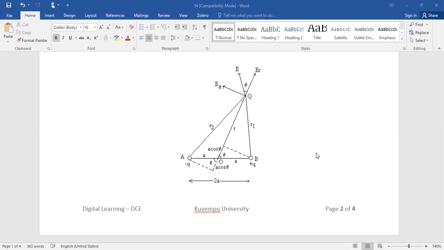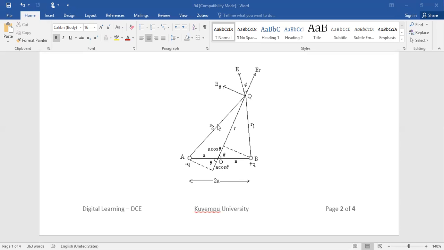Similarly, R2 can also be expressed in terms of R. Here, extend the line joining the point and the center of the dipole. Then draw a perpendicular from minus Q to this line, and you will get a similar triangle. In the triangle, this adjacent side is also equal to a cos theta.